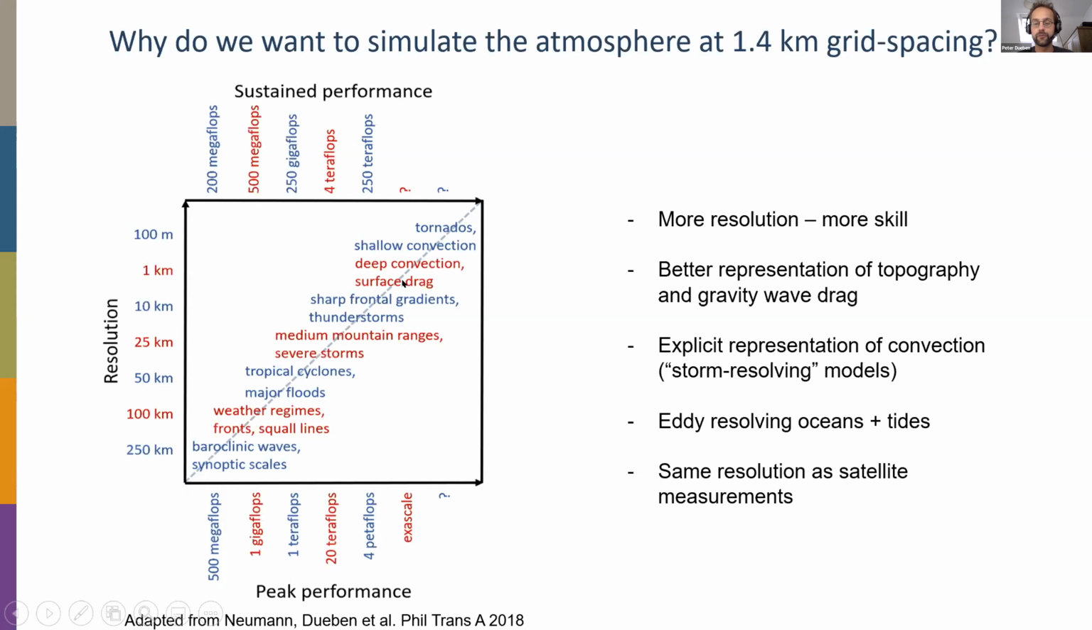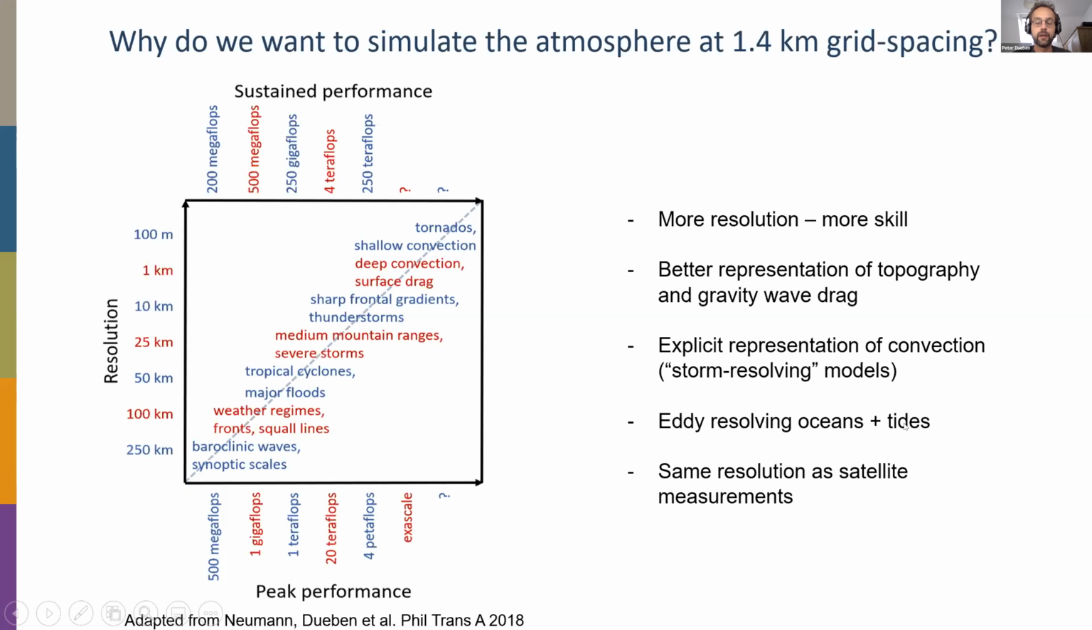More resolution typically leads to more skill in weather predictions. We are aiming for a better representation of topography with high resolution simulations, in particular also of gravity waves that are spawned off the topography. We will have an explicit representation of convection in the tropics. That's what we typically call storm resolving simulations, where you switch off the deep convection parameterizations and represent those features explicitly. For the ocean, 1 kilometer would mean that you could represent all of the mesoscale eddies explicitly, so you would be eddy resolving everywhere on the globe. And you would also have a good representation of tides.